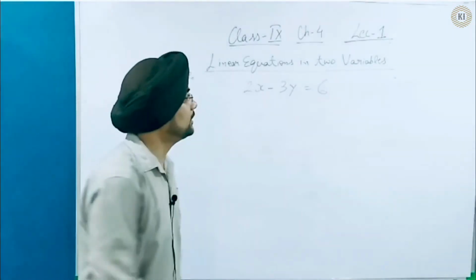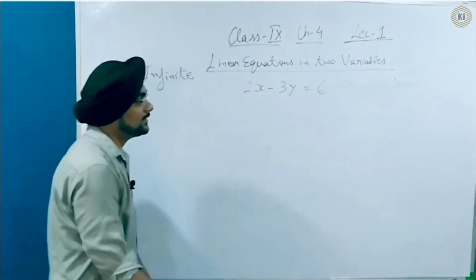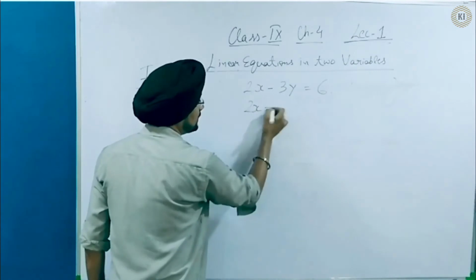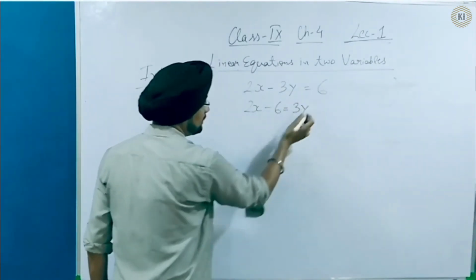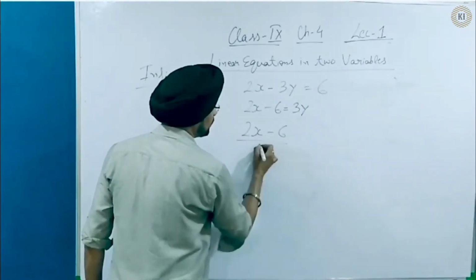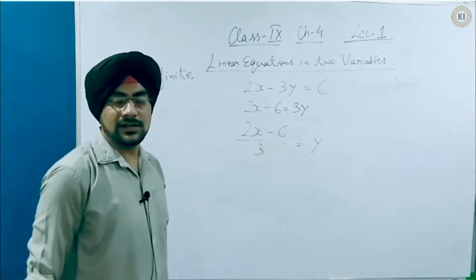So what will we do? In this question, we are going to first of all calculate the value of y. So here we get 2x minus 6 is equal to 3y. This 3 will come down. So y is equal to (2x minus 6) upon 3. Now we have to calculate three different solutions for this.